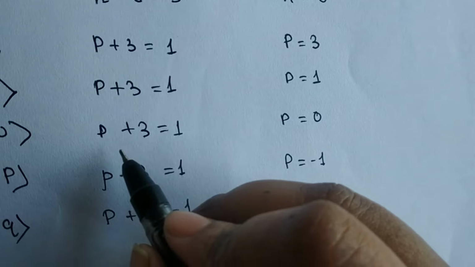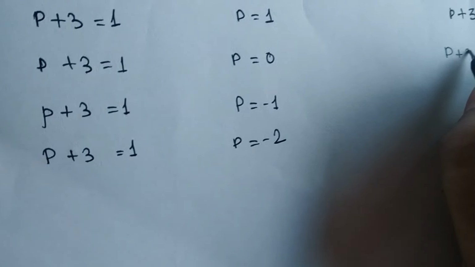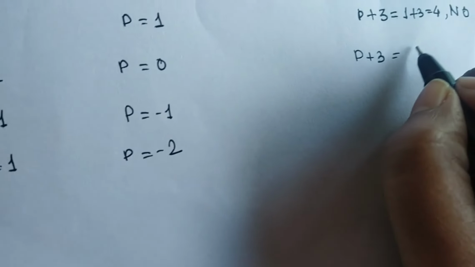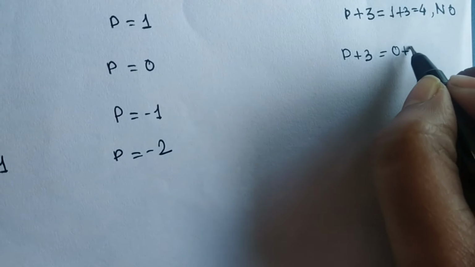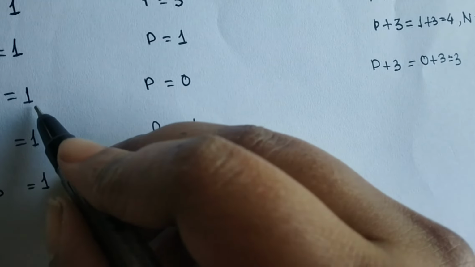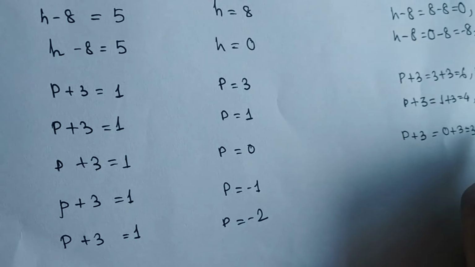Now in the next one we have the same equation, which is p plus 3 again on the left hand part, and in place of p 0 is there. So we will put 0 in place of p. So we are getting 0 plus 3, which is 3, and on the right hand side 1 is there. That means it doesn't satisfy the given equation. So we will write no.